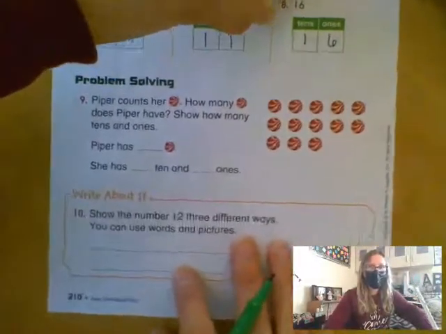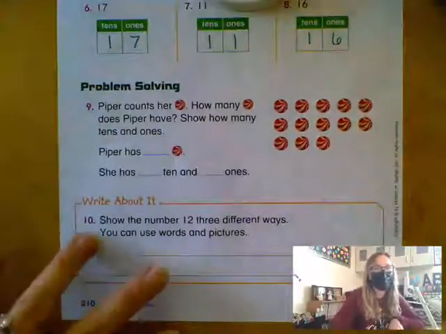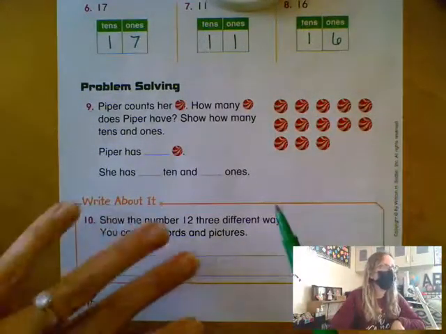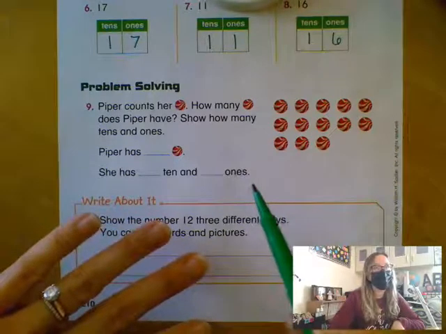So let's go down now to the problem solving question about Piper. It says Piper counts her marbles. How many marbles does Piper have? Faith, what's going on?